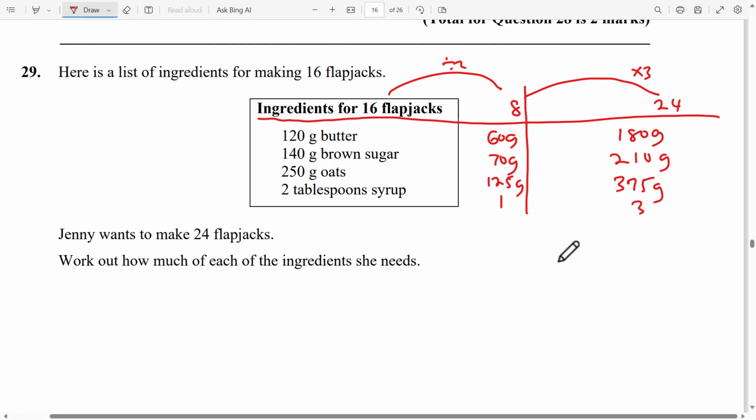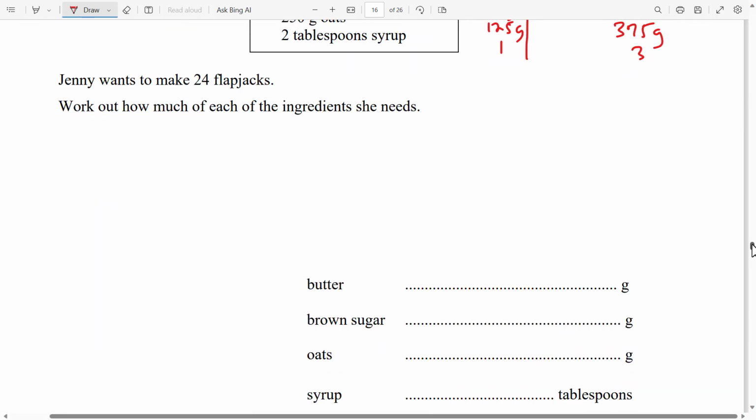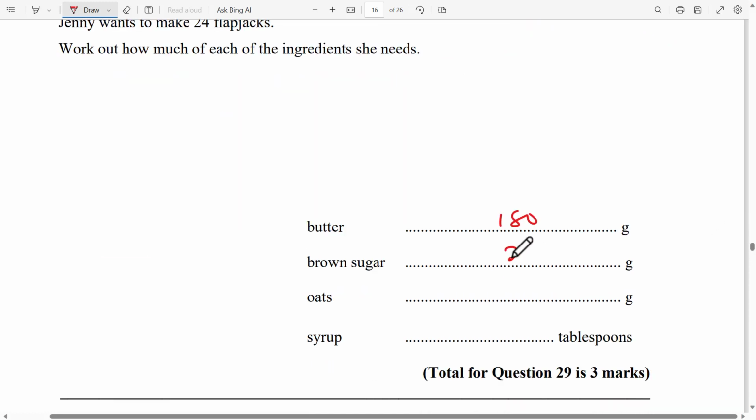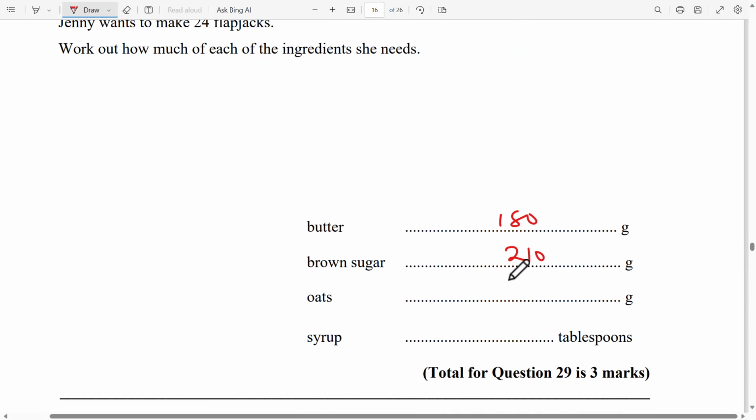So taking the bits together, you need 180 grams of water, 210 grams of sugar, 375 grams of oats, and lastly, you need 3 tablespoons of syrup.